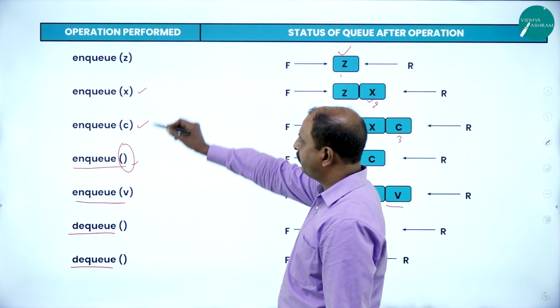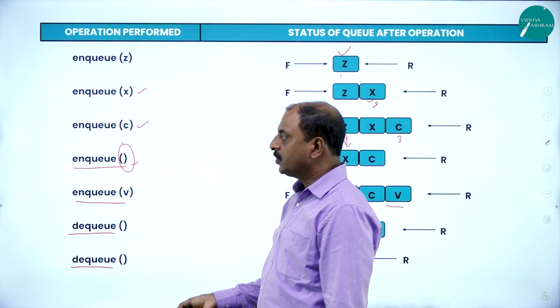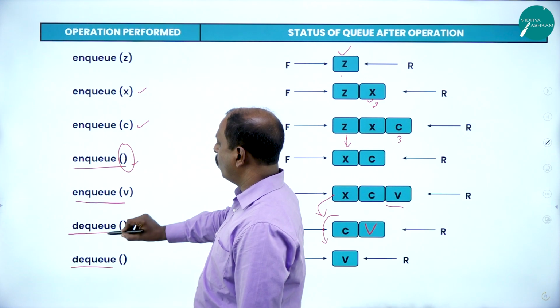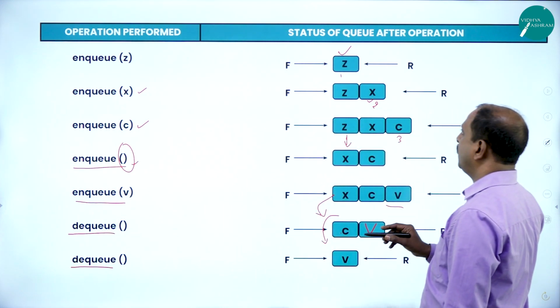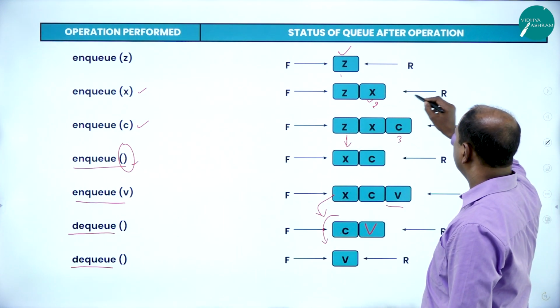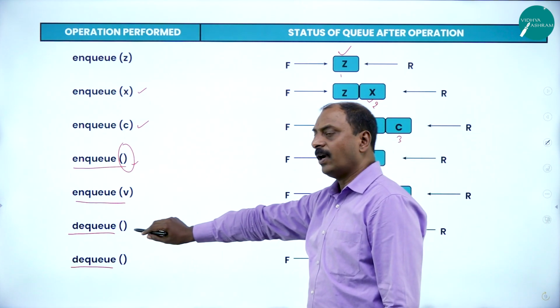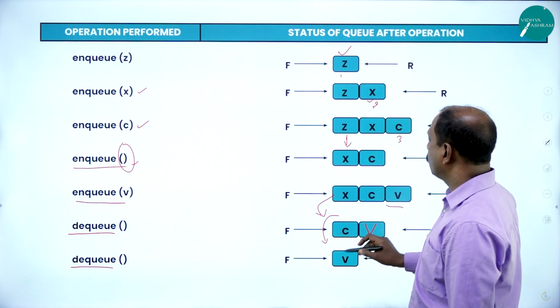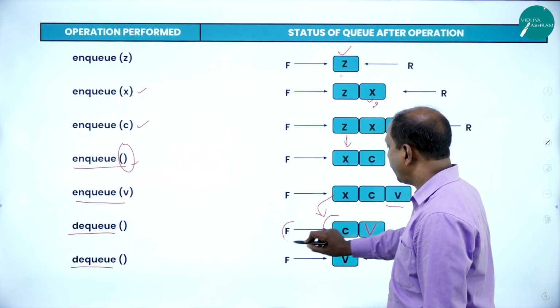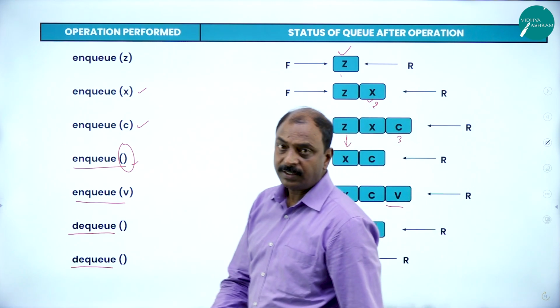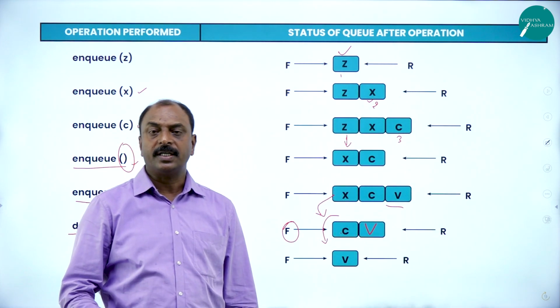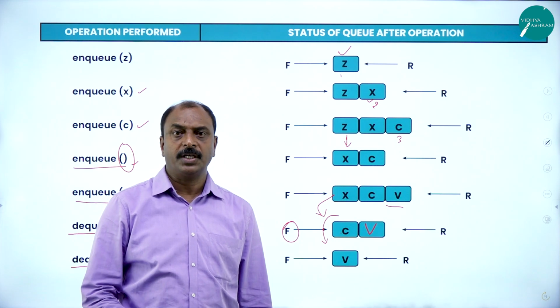These are all the different operations that can be performed. One is NQ, one more is DQ. NQ is to add a new element at the rear end. DQ is an operation, a function, to remove the element at the front pointer, or in other words, the element that was inserted first in the queue.